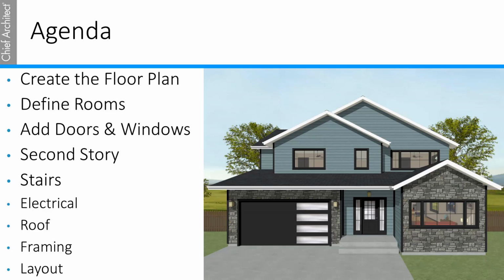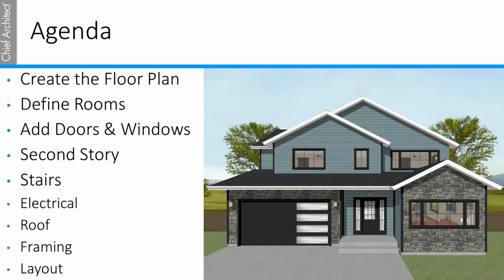Off to the right here, you can see a picture of the design that we're going to be creating. And we're going to start off the demonstration by creating our initial floor plan and then go through and define the different room types. We'll then add doors and windows, add a second story, add stairs, add electrical, add our roof, take a look at our framing, and then create a layout sheet, which is a feature only in Home Designer Pro. And throughout the demonstration, we'll be using the various 3D rendering techniques available in the software.